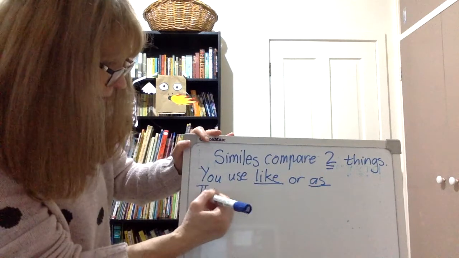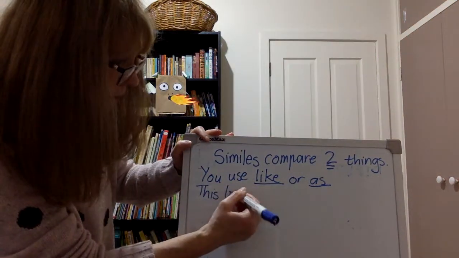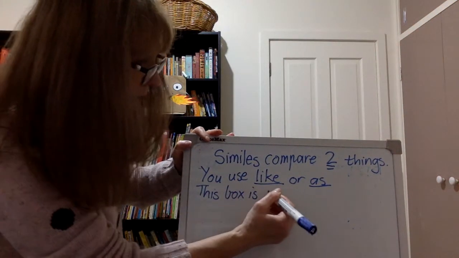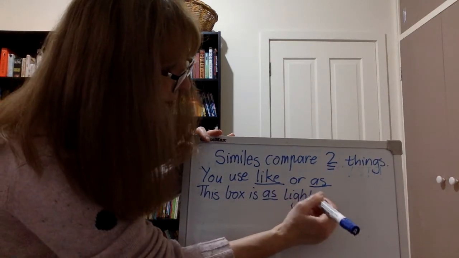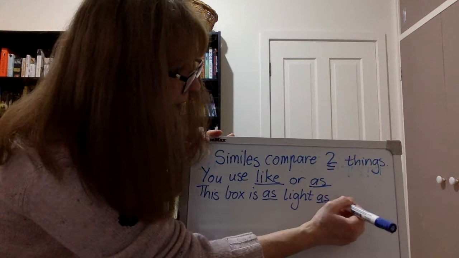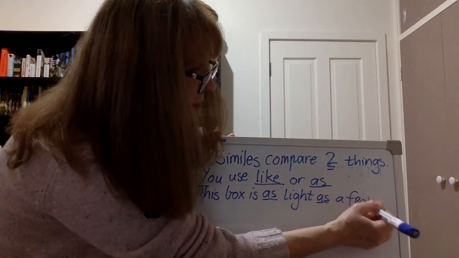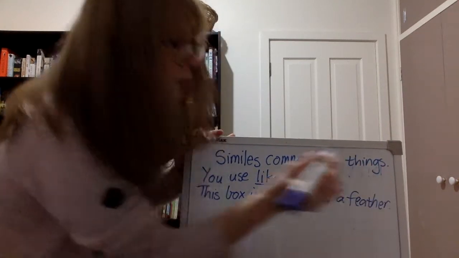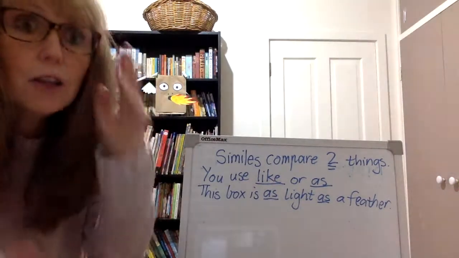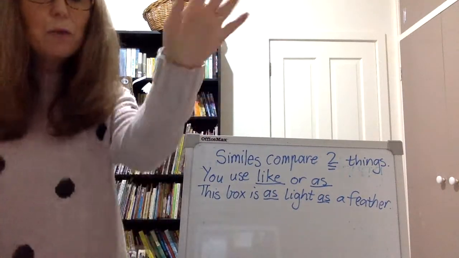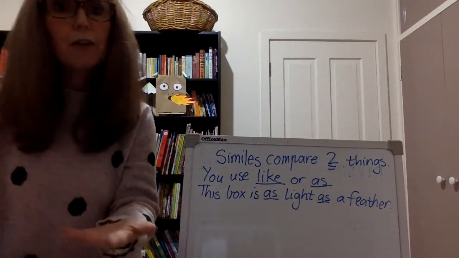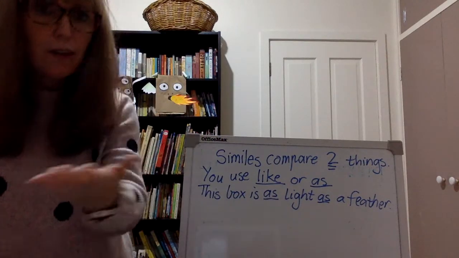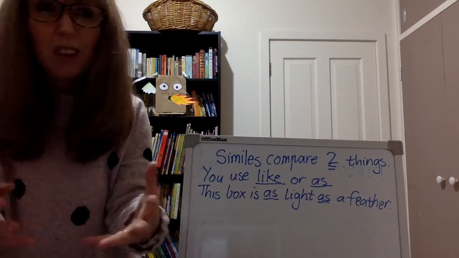So this box is as light as a feather. Just then we used the word as to compare two things, and it would make you think, oh, it must be super light because we know that feathers are very light, and I love watching feathers float down to the floor because they're so light.